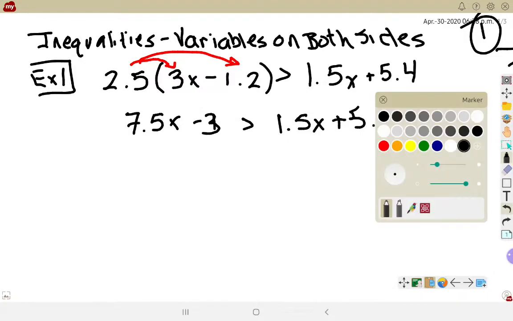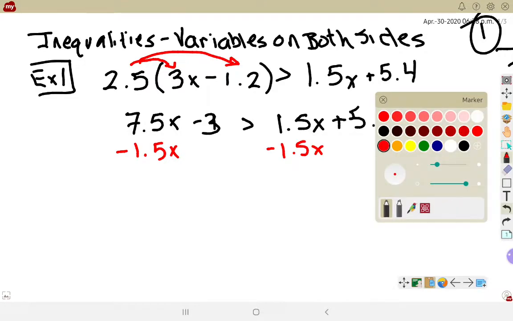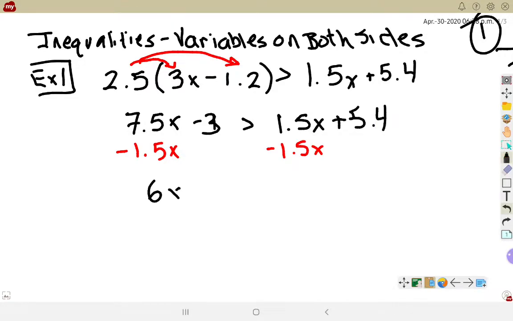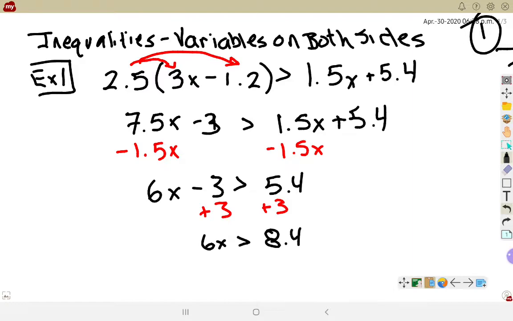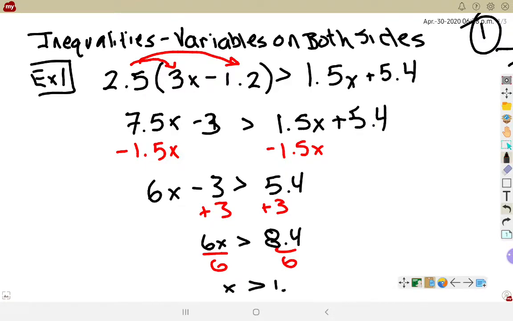Okay, and so now I'm going to push all my variables onto one side. So I'm going to get rid of the 1.5x because it is smaller in value than 7.5x, or at least the coefficient is smaller. Okay, and that now leaves me with 6x minus 3 is greater than 5.4. And I'm going to get rid of the constant on both sides, so I'm going to add 3. And that now gives me 6x is greater than 8.4. And when we divide both sides by 6, we get that x must be greater than 1.4.